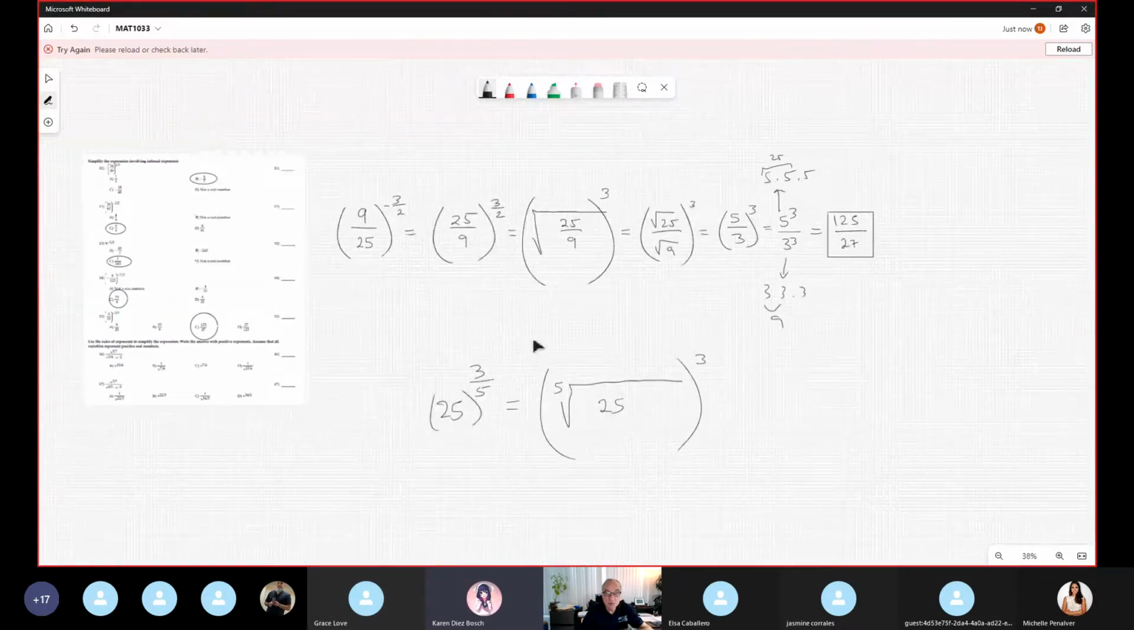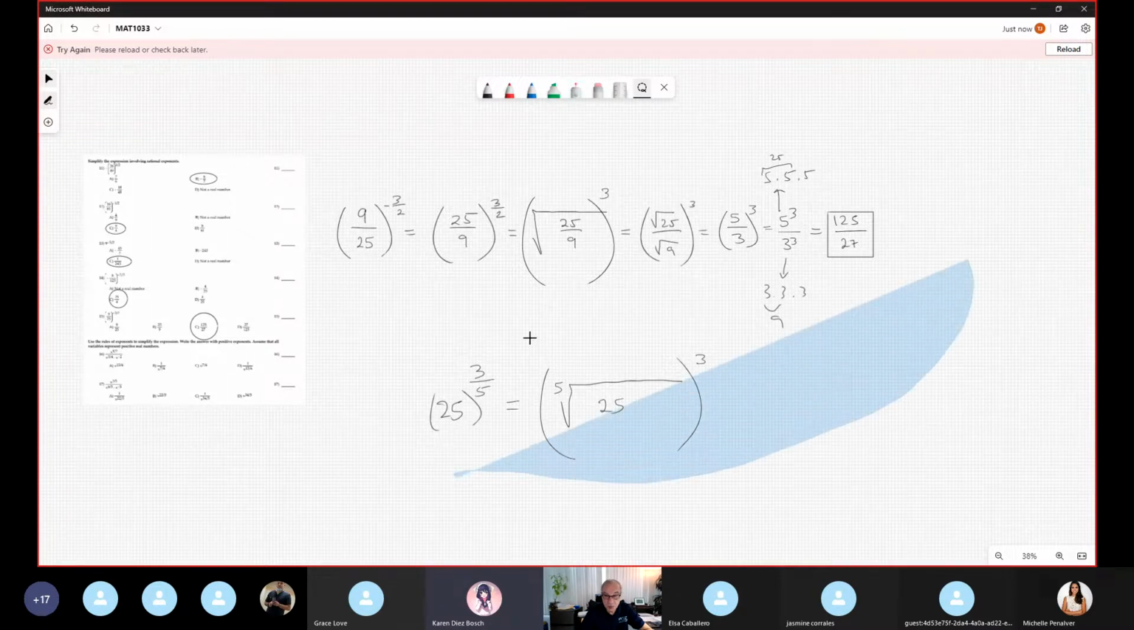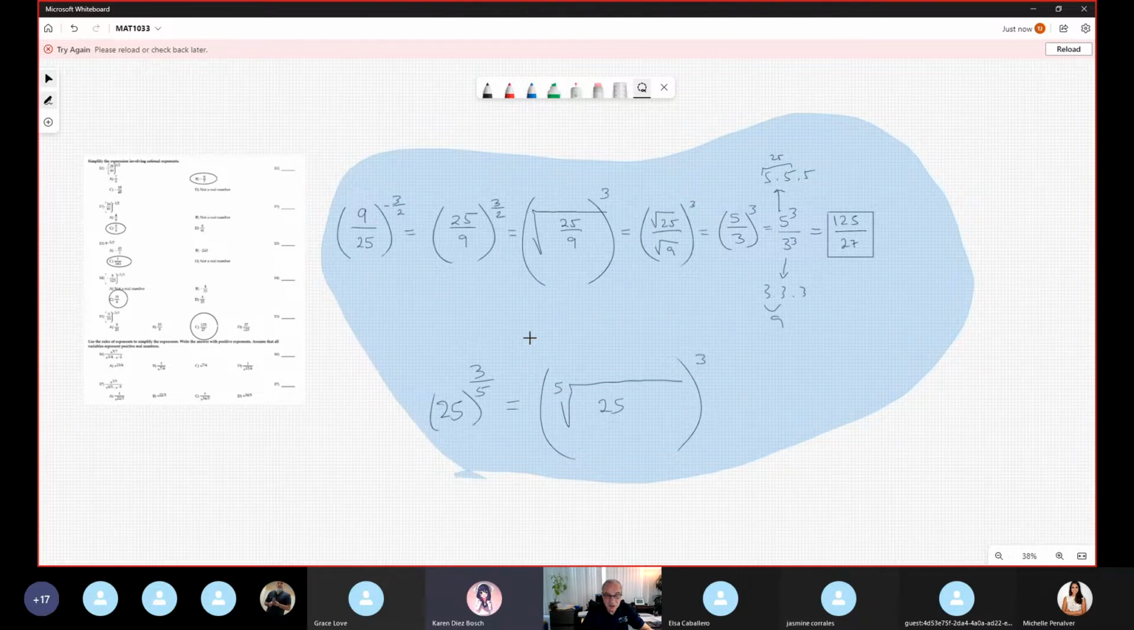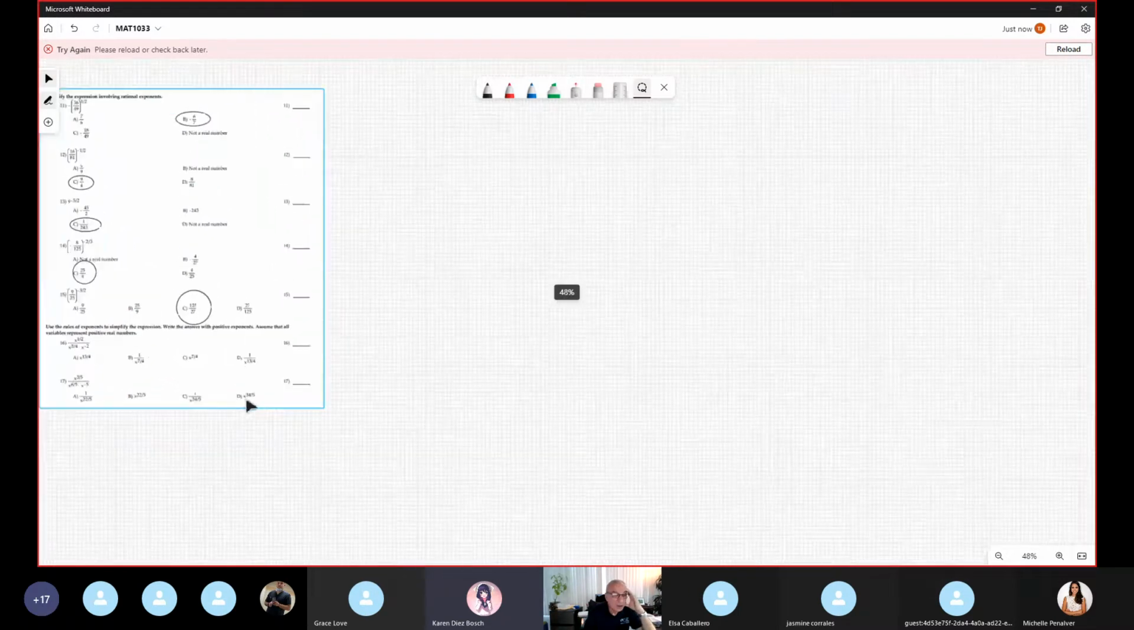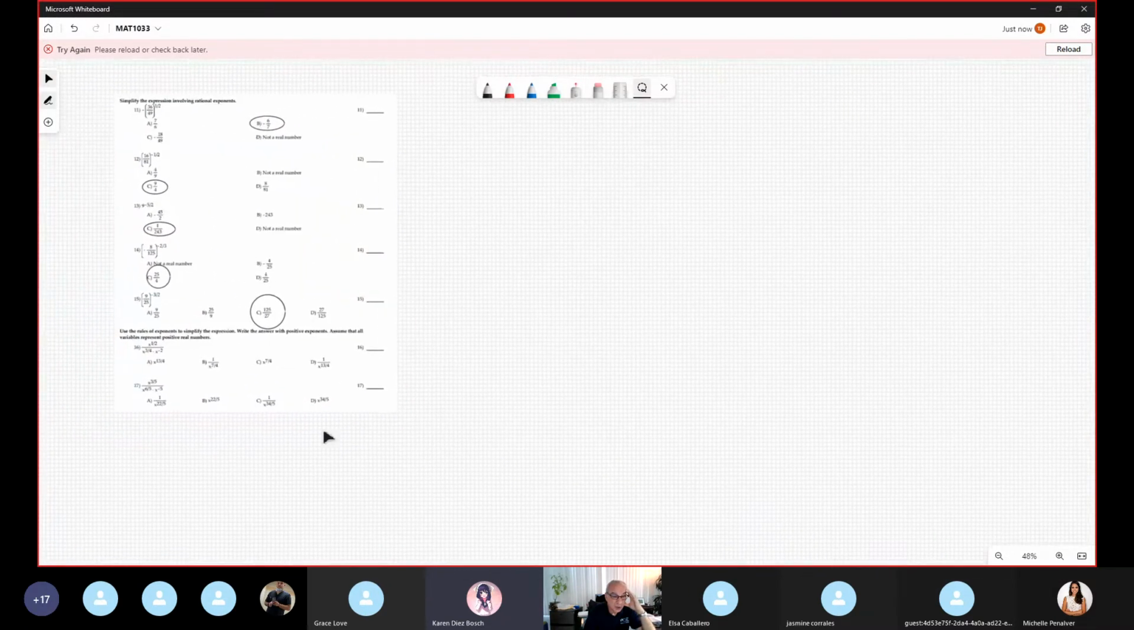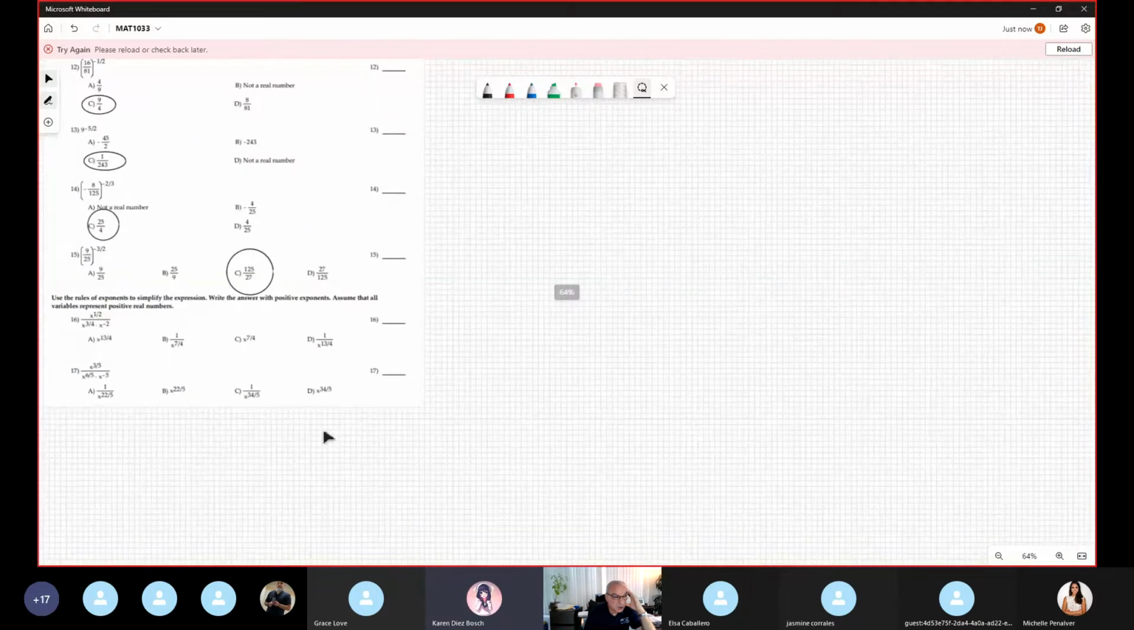Okay, now I want to go to another topic that is similar. It's the same idea, but now we have a combination. Not only one expression, we have combinations, using positive, negative, and fractional exponents. Now, let me recall the rule of exponent.